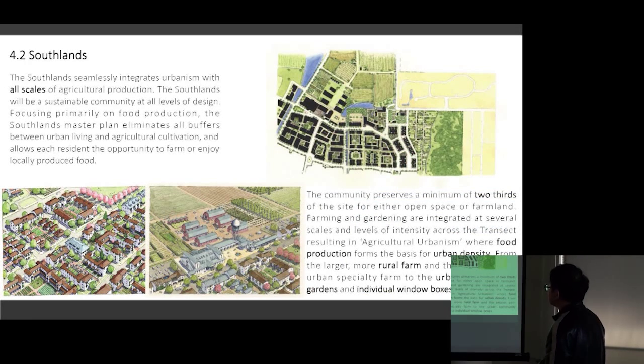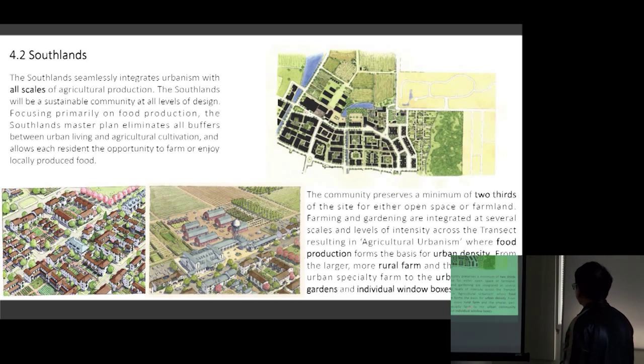Another case study, Southlands, is from Canada. They engage all skills of agricultural production in the community to create opportunities for people to enjoy locally produced food. They also preserve a minimum of two-thirds of the estate for open space or farmland. So they all built a compact city. Could we build a compact city in Belmont?